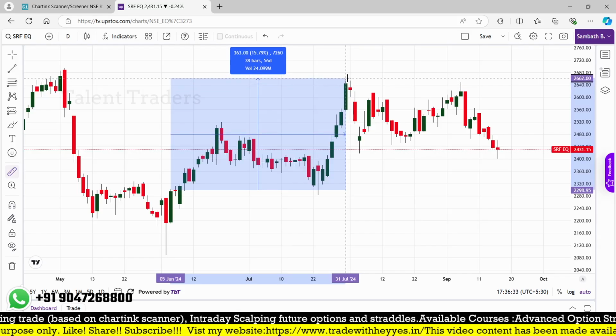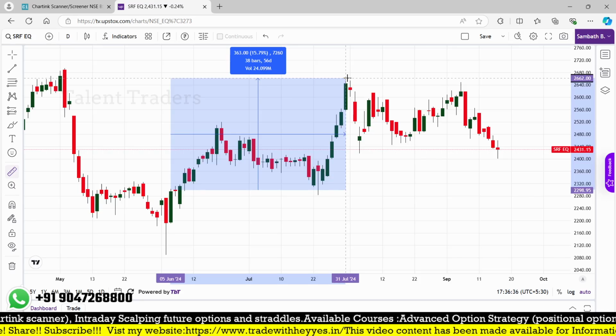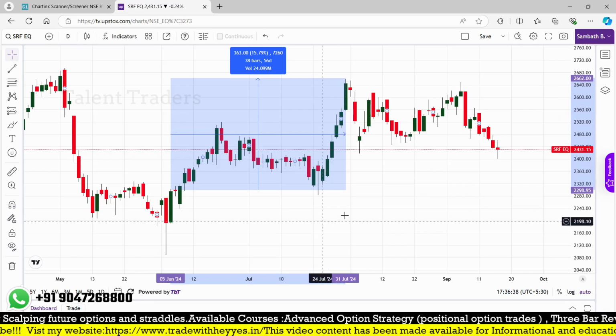Almost 2 months, 56 candles, that is 56 days of holding. So it was generating a good result based on the swing.